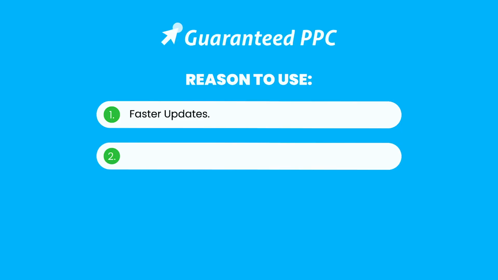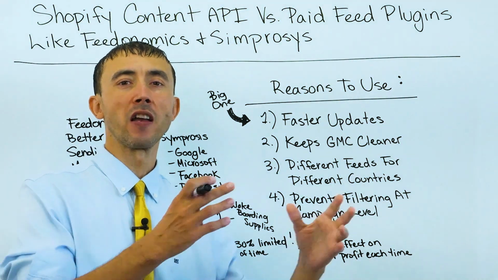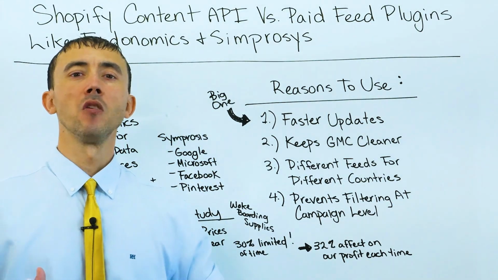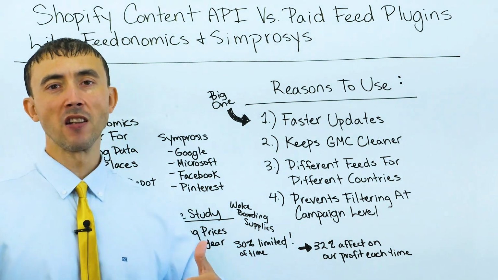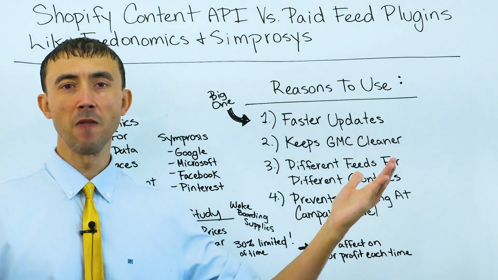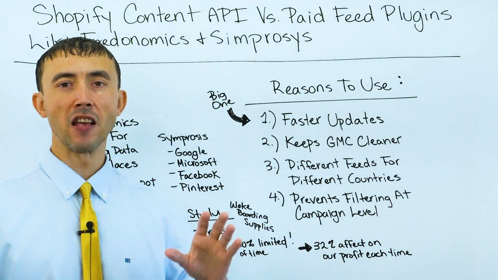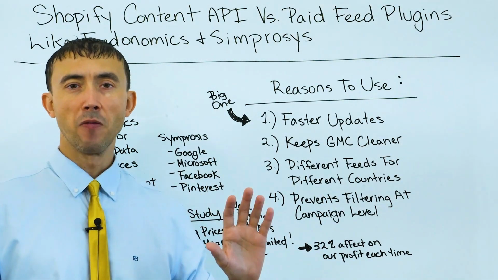The other reason to use a paid plugin versus the Shopify Content API for your product feed is it keeps the Google Merchant Center account that you have cleaner. Do you want to only send the products that you want to market into Google Merchant Center? Well, a paid plugin will make sure that only the products that you want get sent, whereas the Shopify Content API is just going to send everything by default. I mean, generally speaking, there are ways to technically filter it, but for the most part, that's what's going to go on.